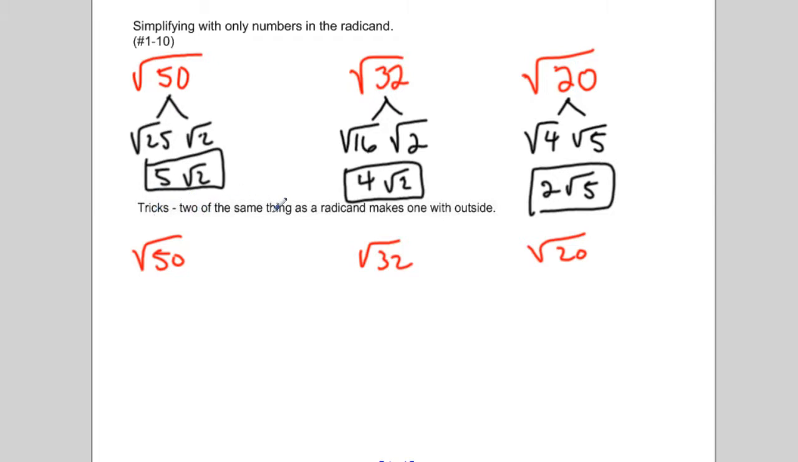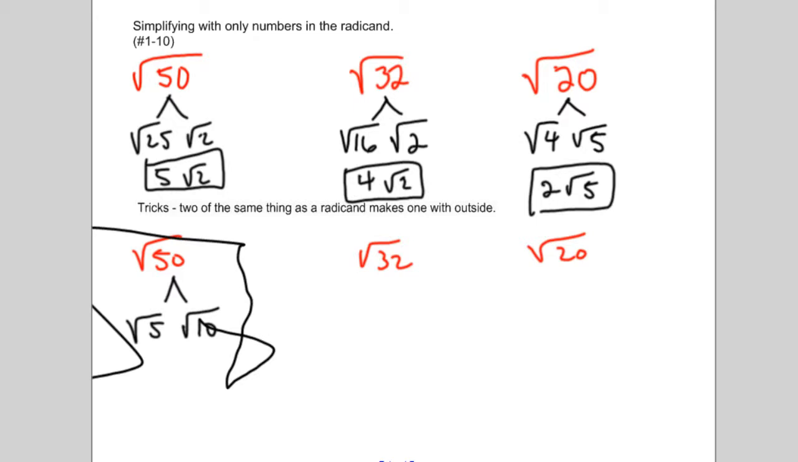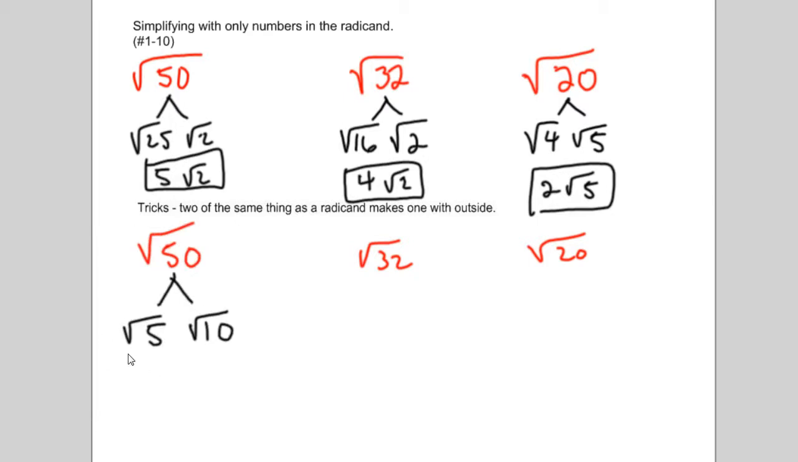So a trick is: 2 of the same thing as a radicand makes 1 with the outside. That's not very clear at all. I didn't write that very well. So let me try to clarify. 2 are the same thing. So maybe you didn't recognize that this is 25 times 2. Maybe you said it was 5 times 10. Okay? Oh, sorry about that. Let me clean that up a bit. So you recognize this is 5 and the square root of 10.